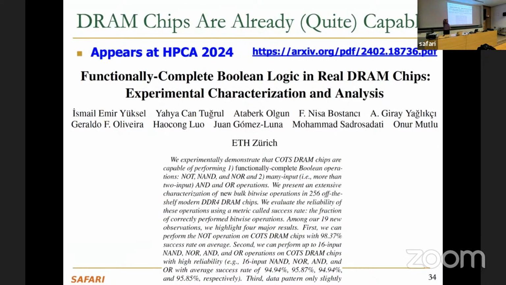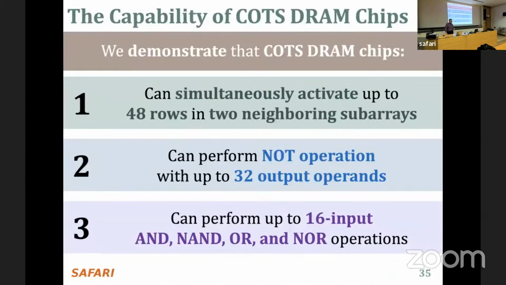This is even more interesting: this work we published in HPCA 2024, where SiMRA showed that we can do functionally complete Boolean logic in real DRAM chips, which is quite fascinating. Before this work, people could do RowClone, and AND and OR operations, but NOT was not really supported. And when you don't have support for the NOT operation, you cannot do functionally complete Boolean logic. So this work showed that we can have such support in commercial off-the-shelf DRAM chips: we can simultaneously activate up to 48 rows in 2 neighboring subarrays, perform NOT operations with up to 32 output operands, and perform up to 16-input AND, NAND, OR, and NOR operations. These are the observations that we had in that paper.